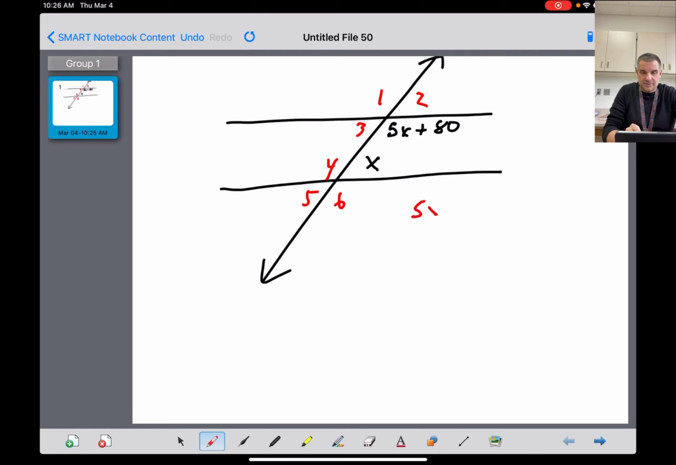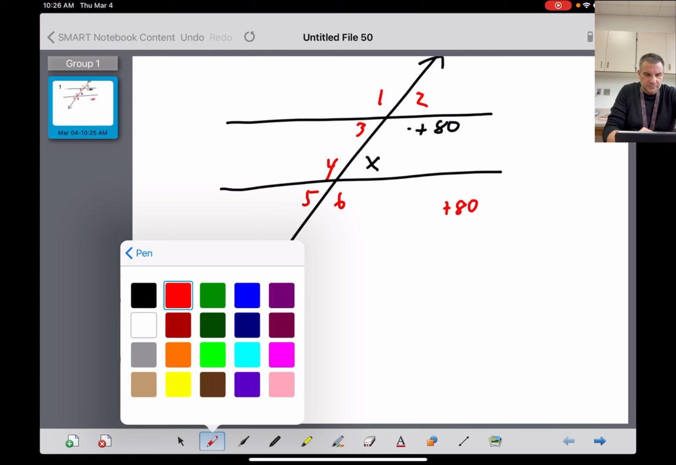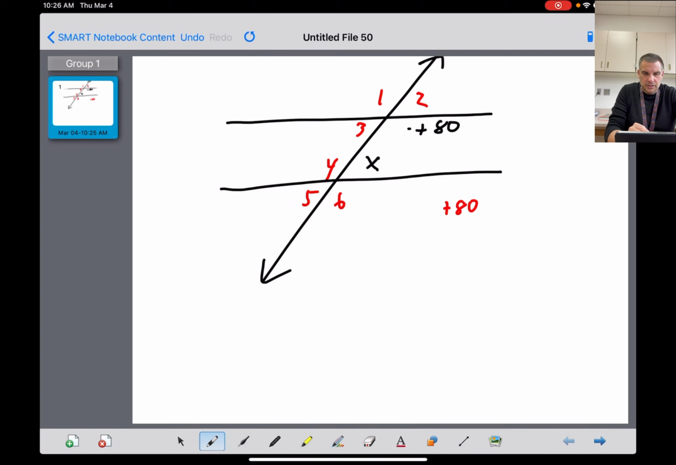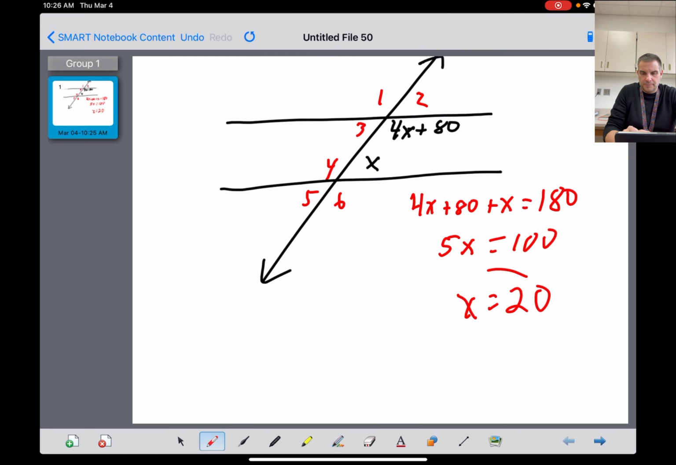So 5x plus 80. Does this work? We're going to change this to 4x plus 80, just because I want the numbers to work out nice. Sorry, didn't think about it till I got to that point. So let's go 4x plus 80. Sorry about that. So we've got 4x plus 80 plus x is going to be 180. So 5x equals 100. X is equal to 20.